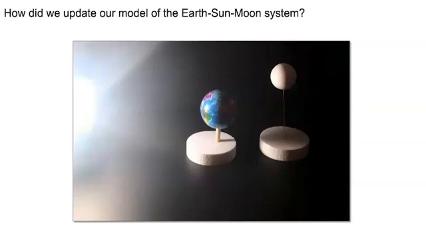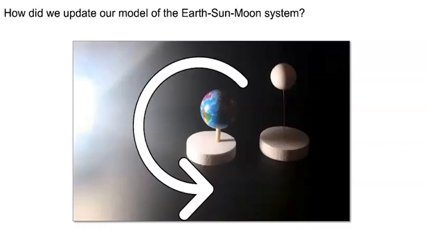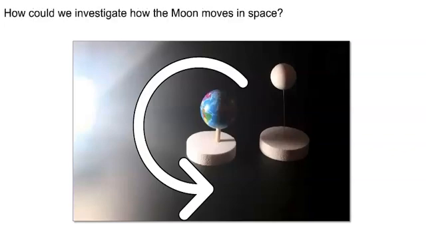So, how did we update our model of the Earth-Sun-Moon system? The moon in our model is now moving around the Earth. This movement makes it visible during both daytime and nighttime. I wonder, how could we investigate how the moon moves in space?